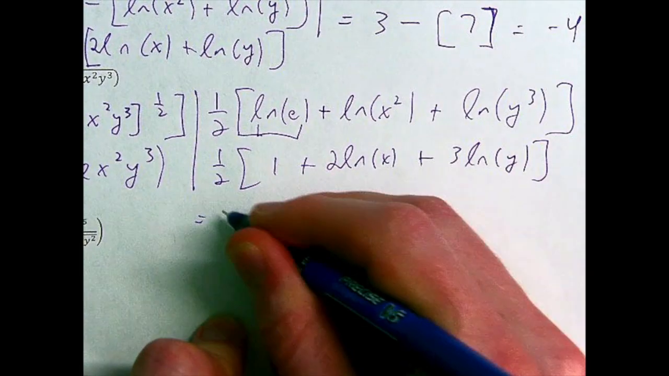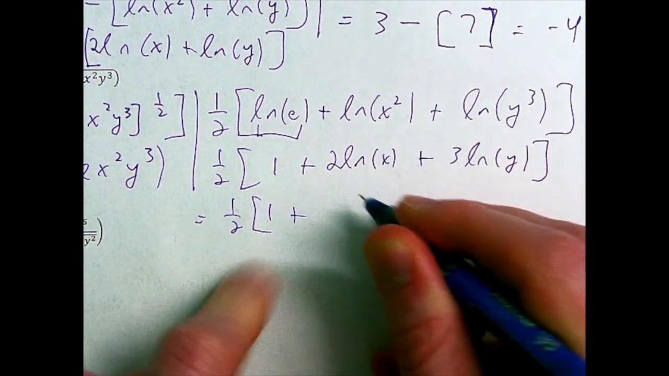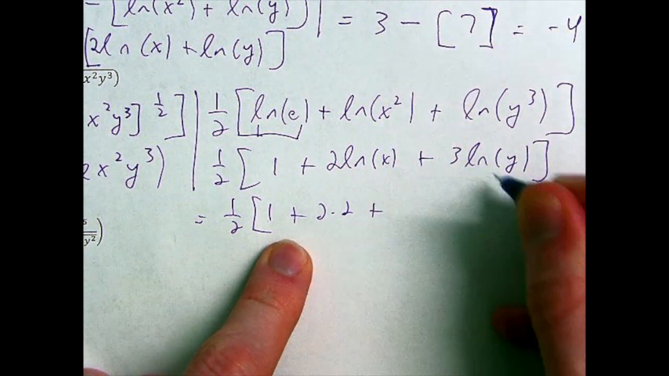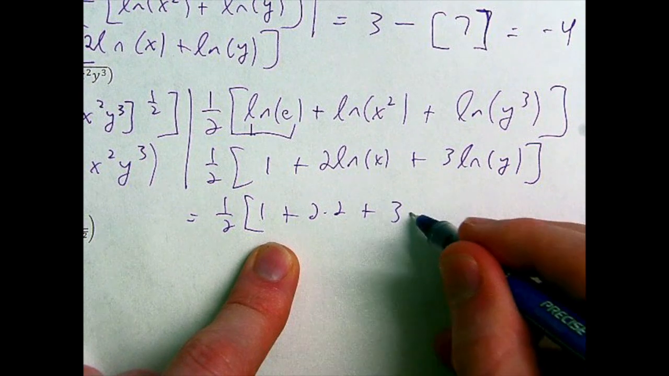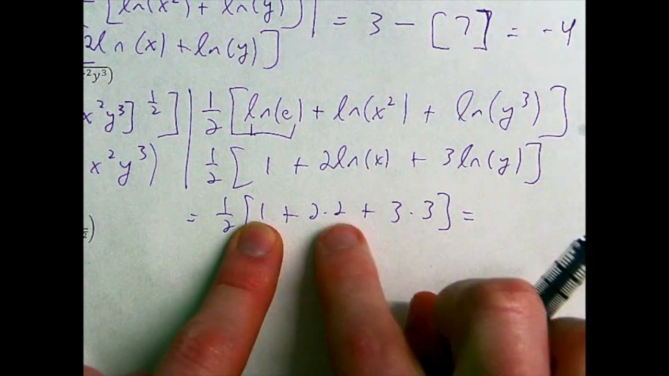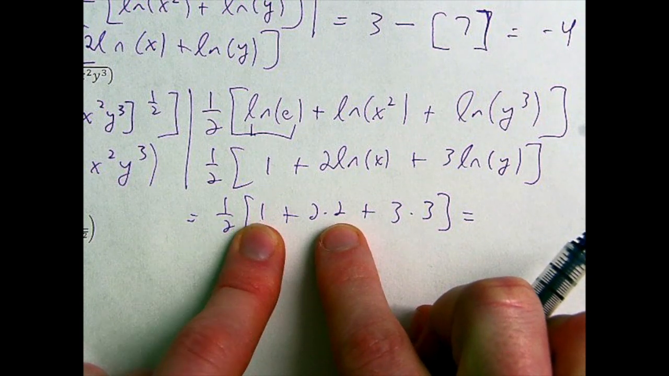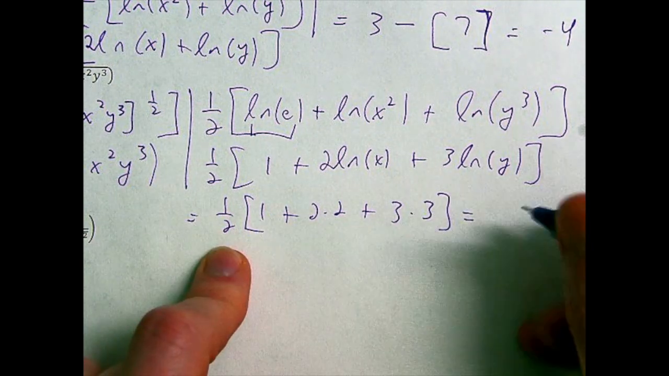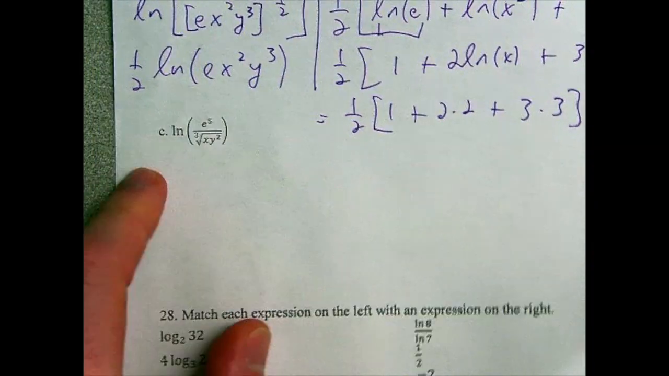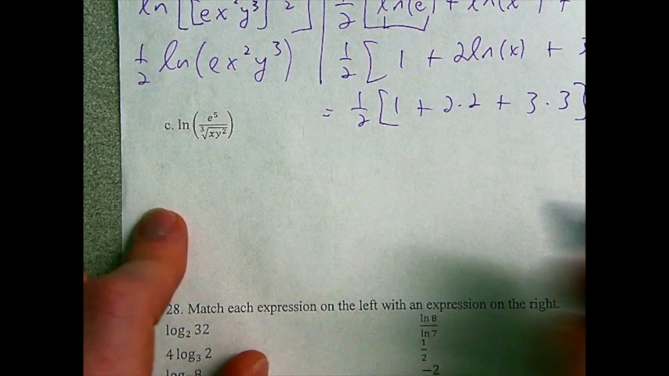And then we just have to replace these values. Natural log of x was 2. So that's 2 times 2 plus 3. Natural log of y I said was 3. So this is, let's see, 1 plus 4 is 5. Plus 9 is 14. Divided by 2 is 7. Okay. One more of these. We're almost done. Thank God.